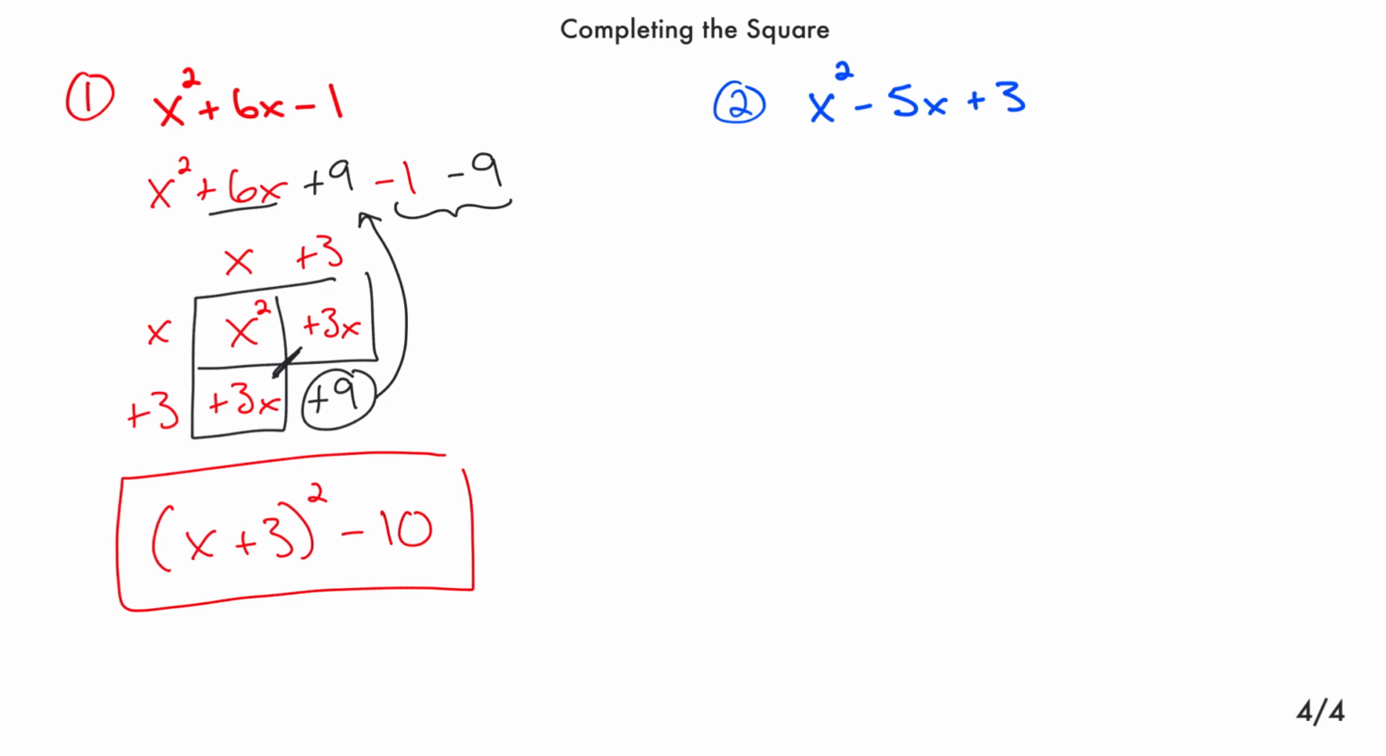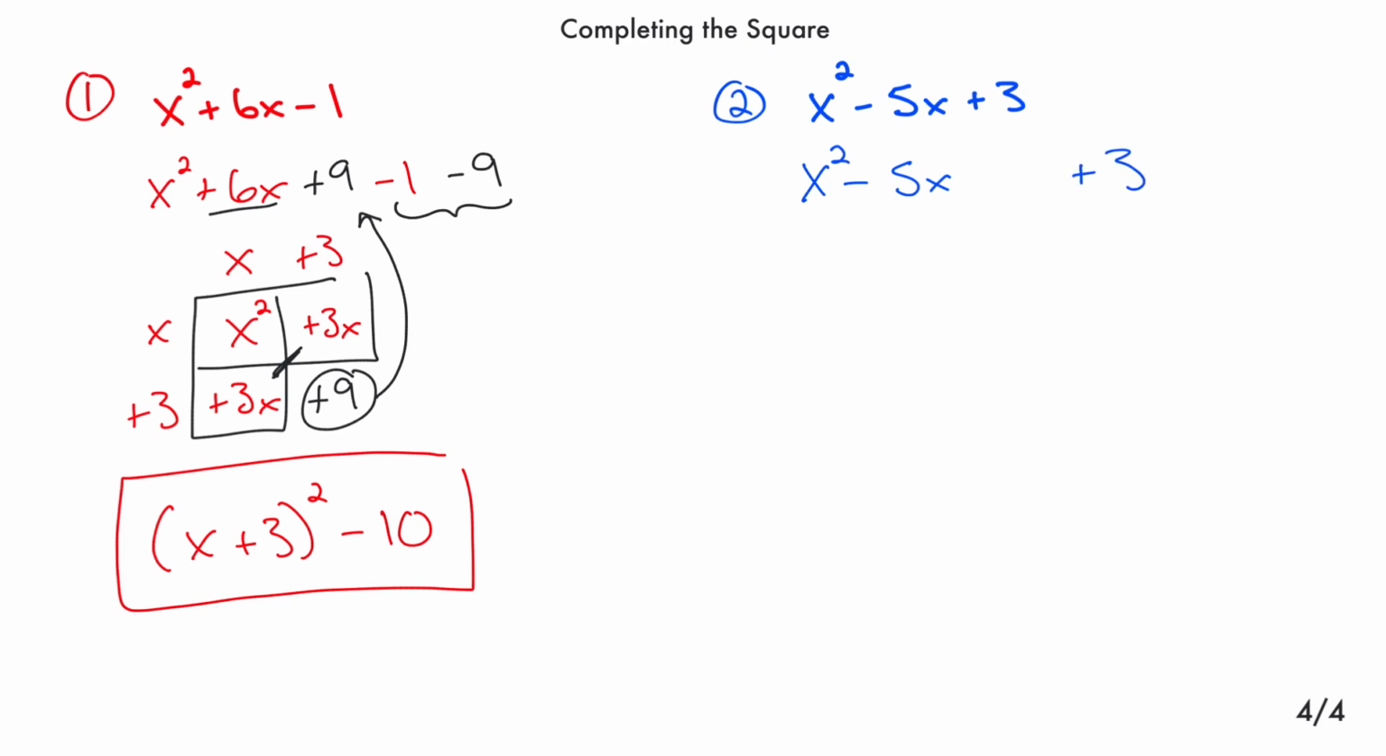Next, we're doing problem number 2. While problem number 2 looks a little innocuous, a little bit simplistic, just like problem number 1, there is an issue with it that is going to make this problem much more difficult. So let's hop into it, shall we? We're going to have x squared minus 5x, going to leave it blank, and then put the plus 3.